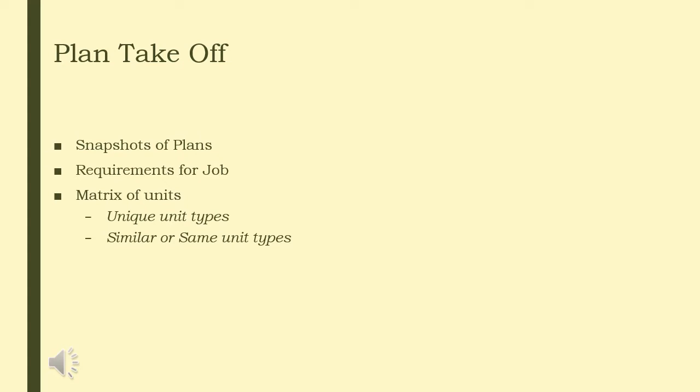The next step was to make a matrix of the units based on the unit types. I had to determine if the unit count from the bid department was correct and how many of each unit type there were. This required me to also find the unit types that were the same or just mirrored, and the unique unit types that would need their own different layout.